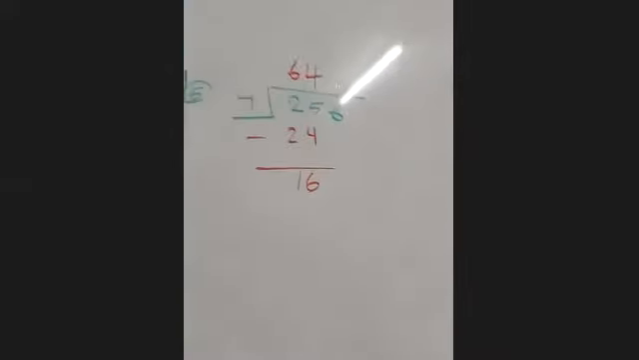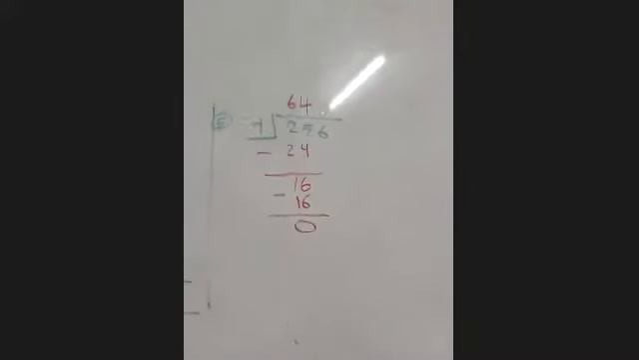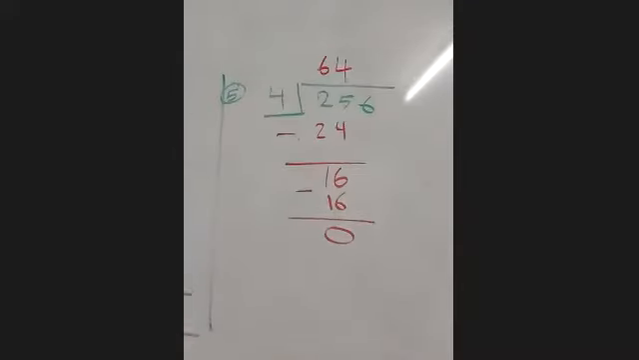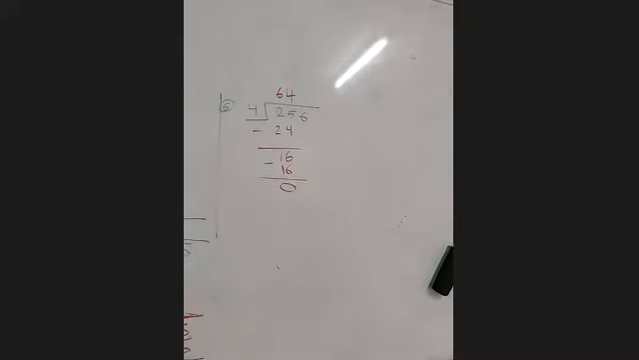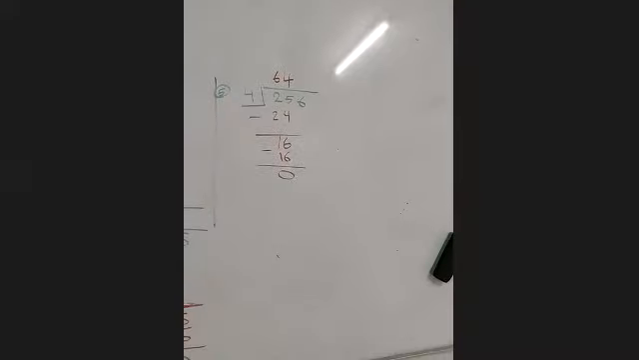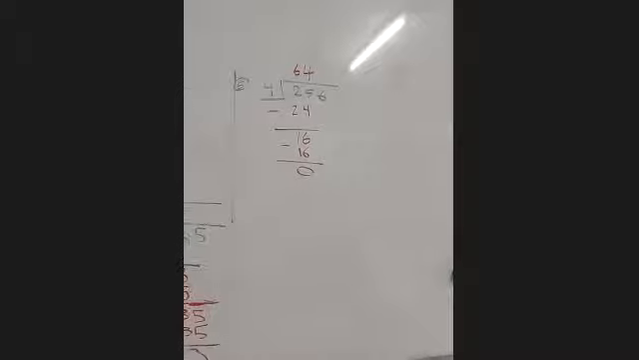4 by 4 is 16, subtract, 0. Thank you, you are amazing. This is question five, guys. Copy, please.